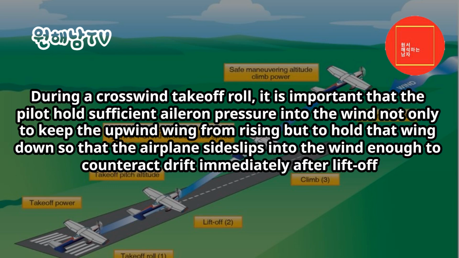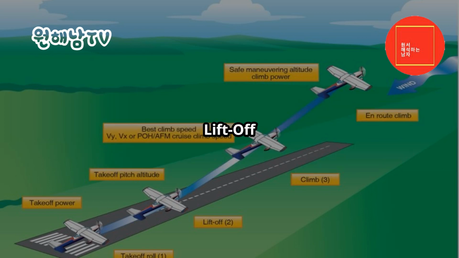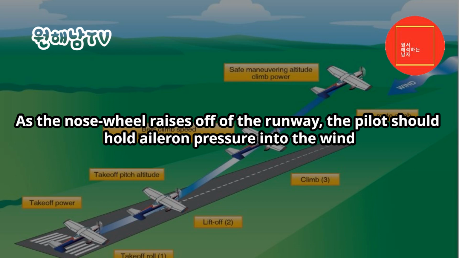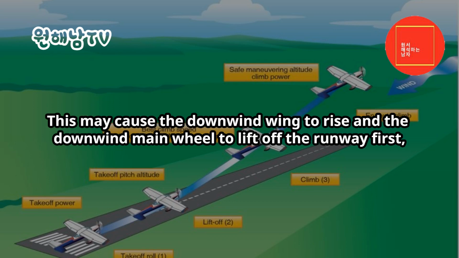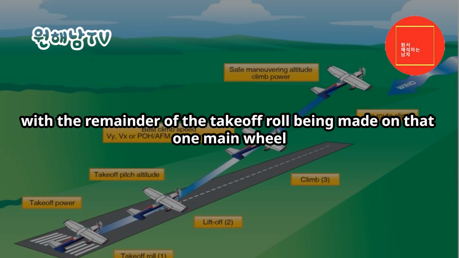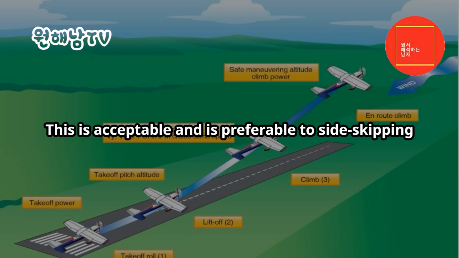During a crosswind takeoff roll, it is important that the pilot hold sufficient aileron pressure into the wind not only to keep the upwind wing from rising, but to hold that wing down so that the airplane side slips into the wind enough to counteract drift immediately after liftoff. Lift-off. As the nose wheel raises off of the runway, the pilot should hold aileron pressure into the wind. This may cause the downwind wing to rise and the downwind main wheel to lift off the runway first, with the remainder of the takeoff roll being made on that one main wheel. This is acceptable and is preferable to side skipping.